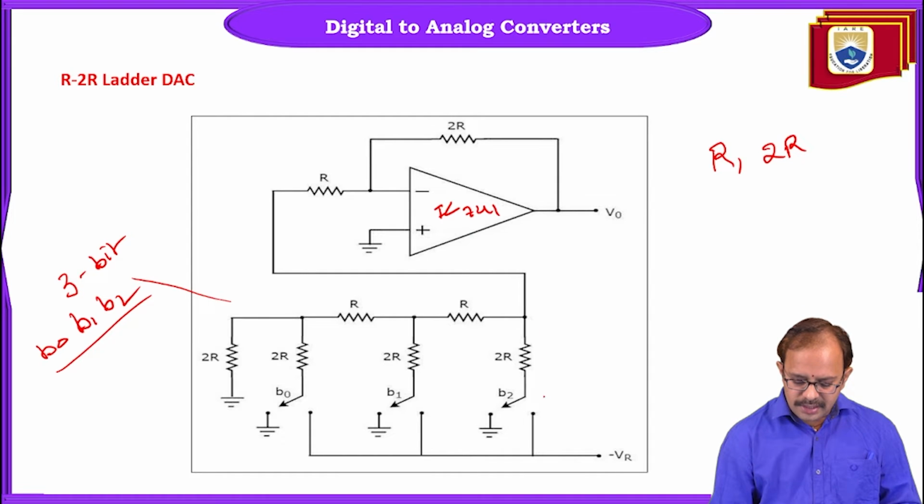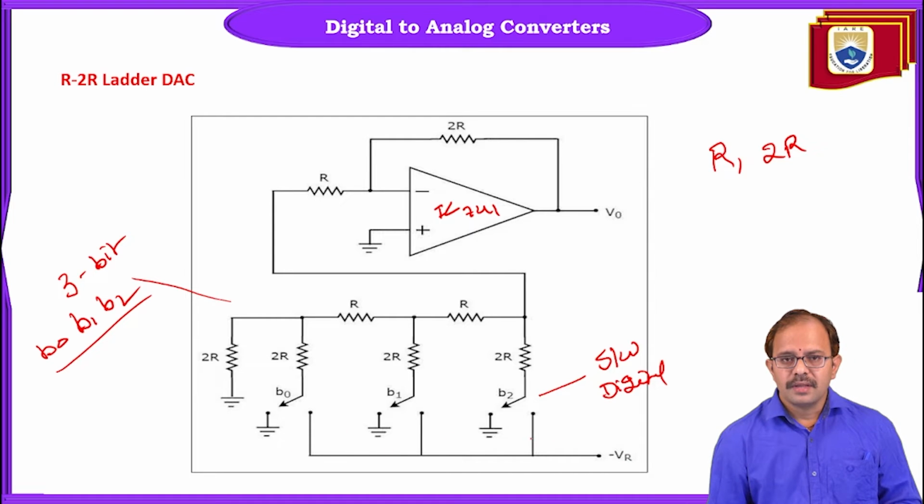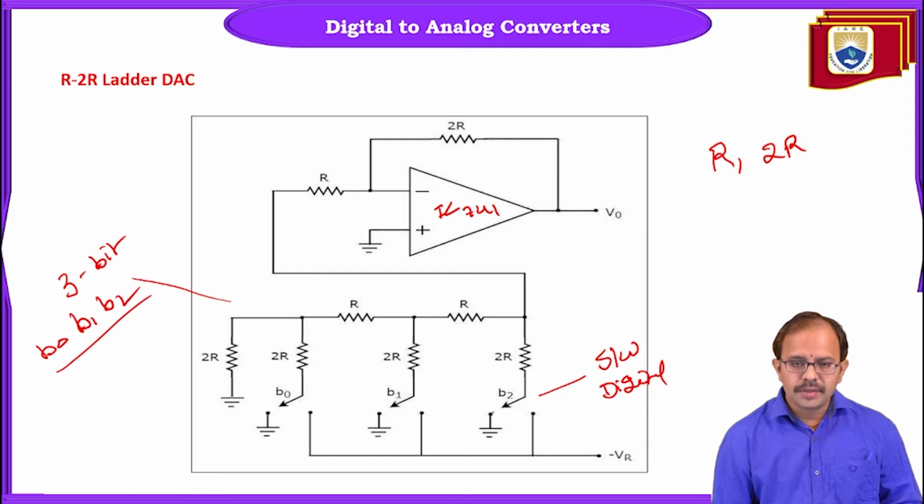These are the networks, and once again we use switches. These switches are digital, and they connect between ground or the reference voltage. This portion remains similar to that of the previous design. So when the incoming binary data is 0, the switch will be connected to ground.